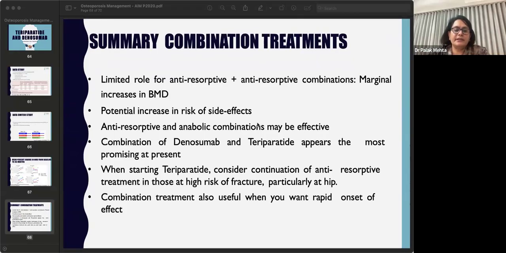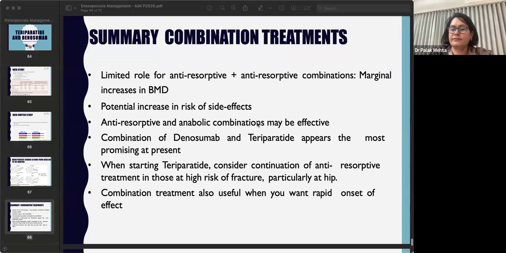To summarize, there is a limited role for anti-resorptive combination, with a marginal increase in bone mineral density and potential increase in risk of side effects, while anti-resorptive and anabolic combination therapy is very much effective. Denosumab and teriparatide together appear the most promising as of now. When starting teriparatide, consider continuation of the anti-resorptive treatment in those at high risk of fracture, particularly at the hip. Combination treatment is also useful when you want rapid onset. So I think that is the end of the lecture from my side.